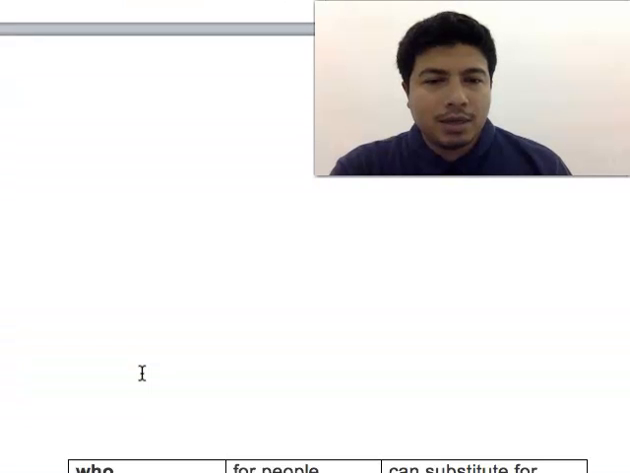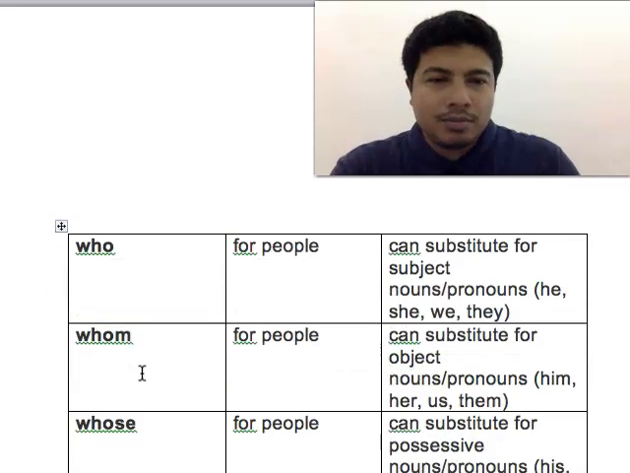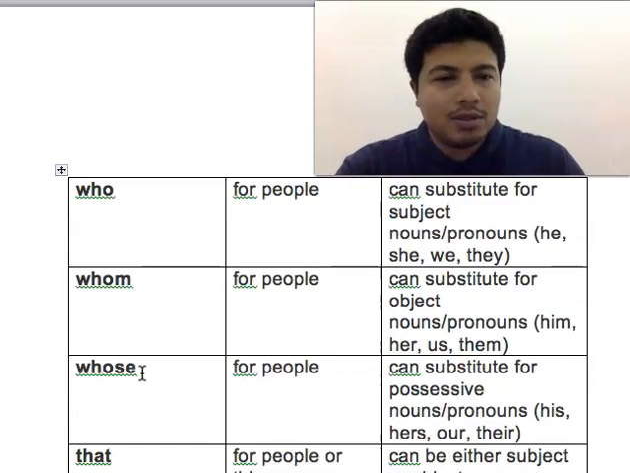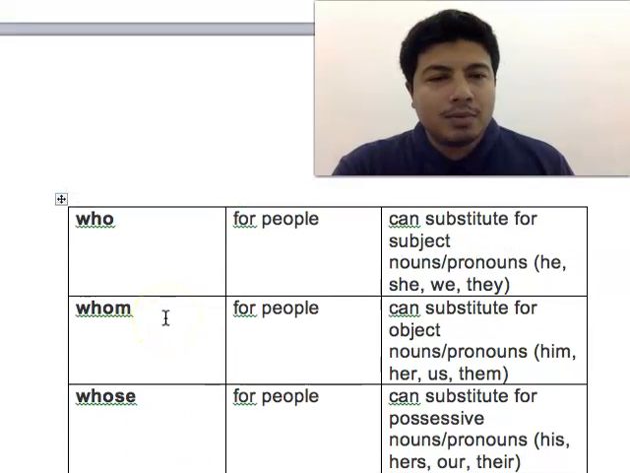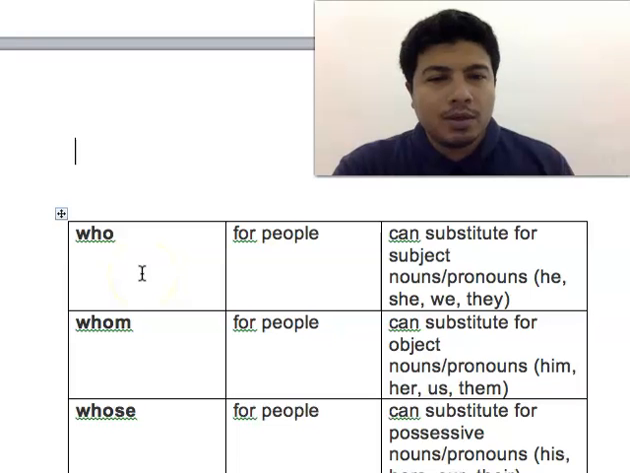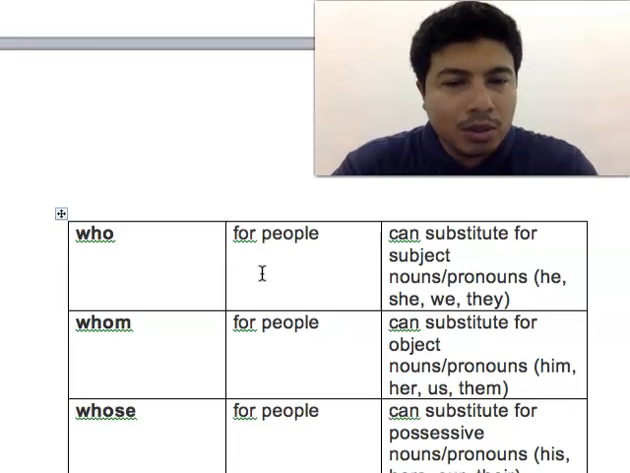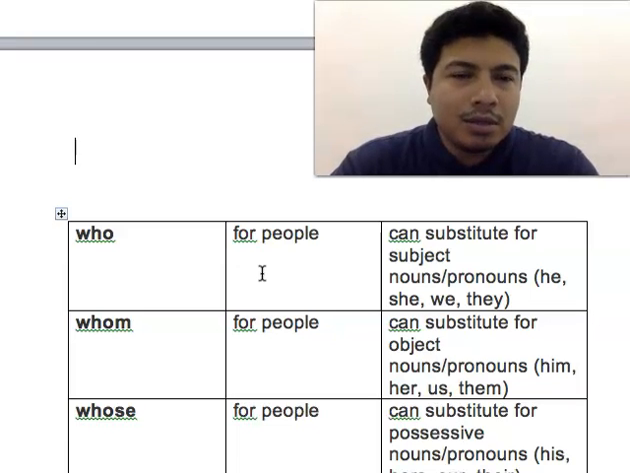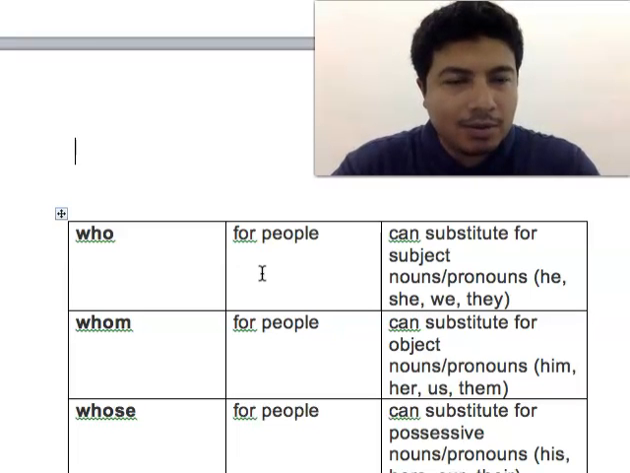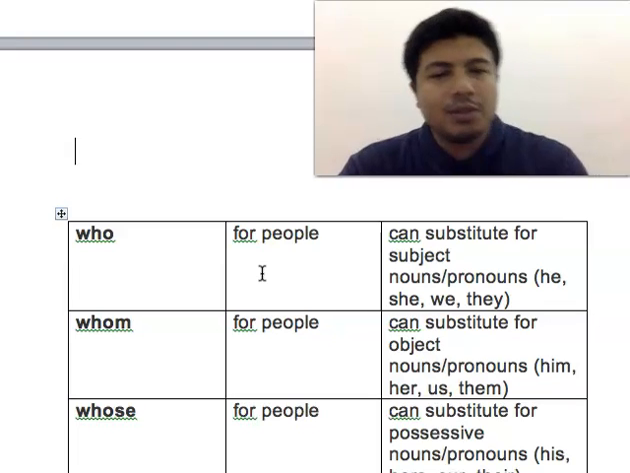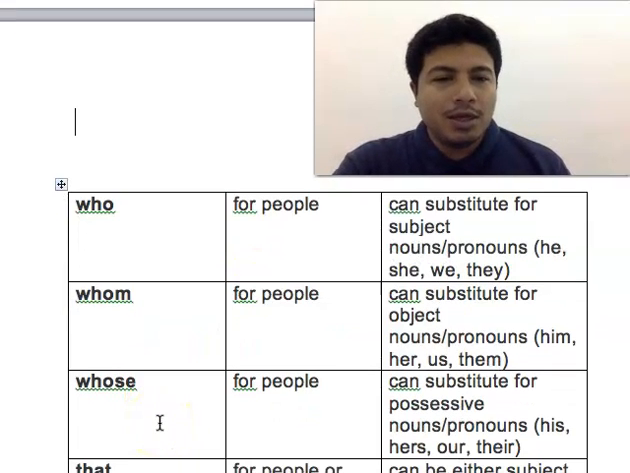Now let us take a look at the adjective clauses in detail. Who normally is used for people. So when we are referring to people, we use who. For example, when we say, that is the person who gave me the flower. The same goes for whom and whose. Whom and whose we also use for people.